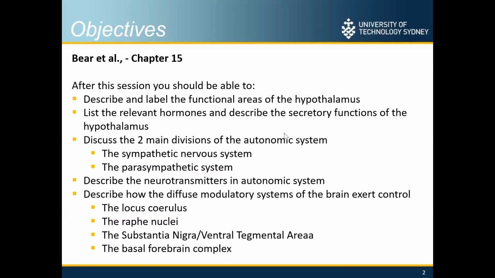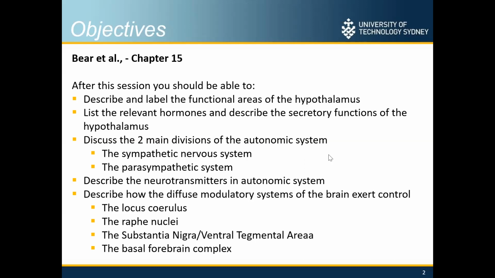So the objectives of this session are what's depicted on this slide. Firstly, we'll describe and label the functional areas of the hypothalamus, list the relevant hormones, and describe the secretory functions of the hypothalamus, and discuss the two main divisions of the autonomic nervous system. So this is the sympathetic and the parasympathetic arm of the nervous system.